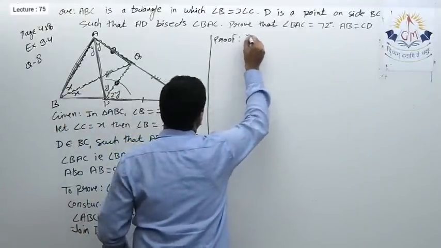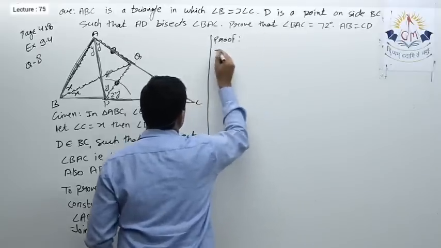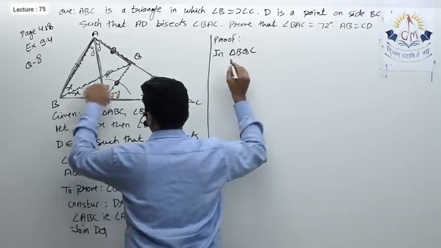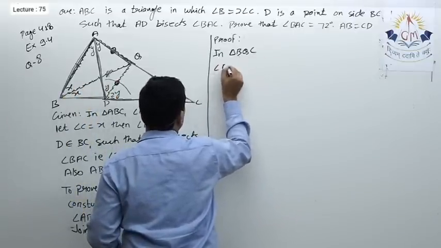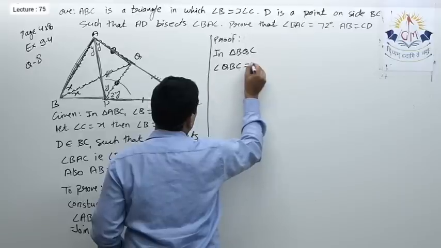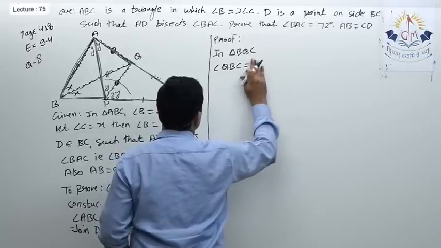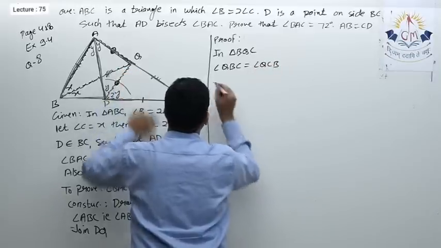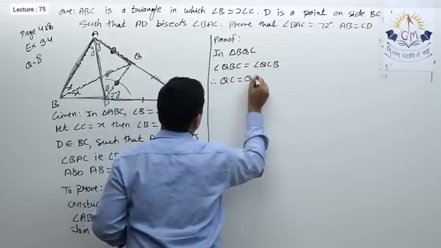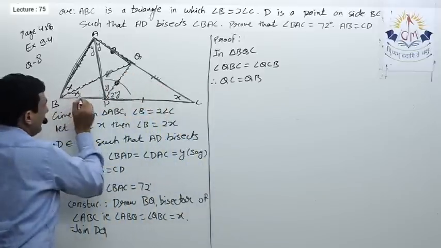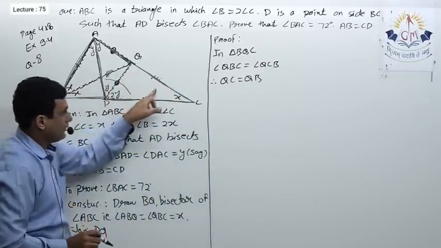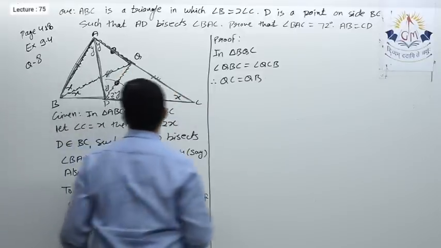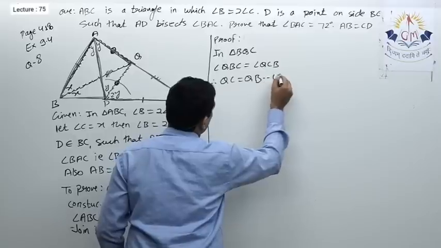Now in triangle BQC we have angle QBC equal to x, and angle QBC is equal to angle QCB. Therefore I can say QC is equal to QB. We have angle QBC x and angle QCB x. This x and this x both are assumed, so I can say side QC is equal to side QB. Let this be 1.